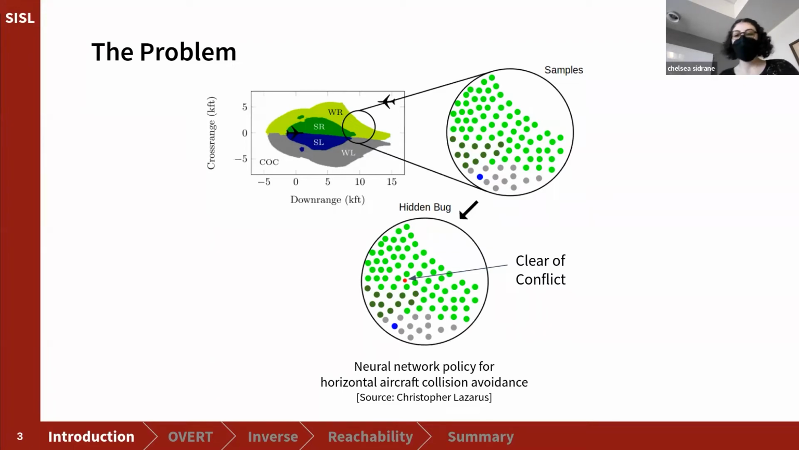But if we zoom in between the sample points, there could be an erroneous clear of conflict advisory that could tell our pilot to keep flying straight and put it in danger of colliding with the intruding aircraft. This is the kind of network behavior that we want to guarantee that we don't have.